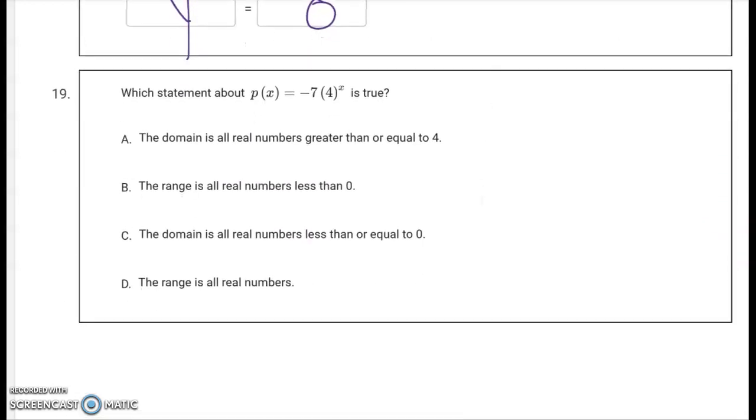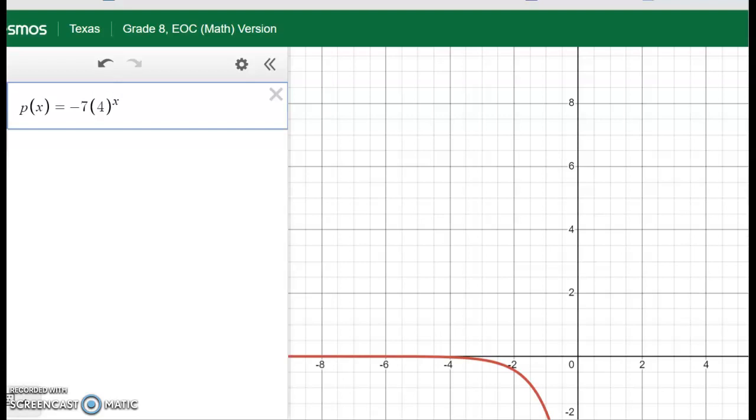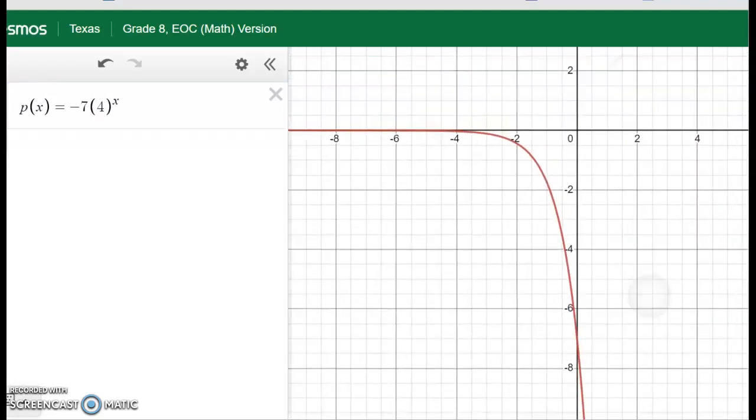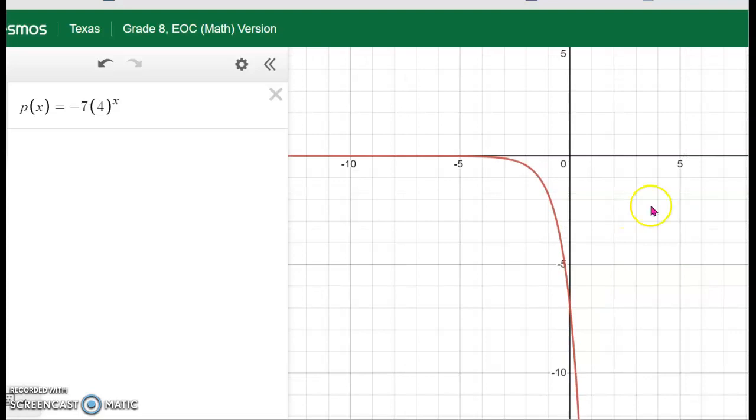Number 19. I would honestly use the Desmos graphing calculator to see what the correct answer is on this one, because we don't know what this graph looks like. So let's type it in. P of x is equal to -7 parentheses 4, shift 6 to get an exponent. And look at our graph. It's all below 0. So our y's are all negative this time because our graph is flipped below the x-axis.